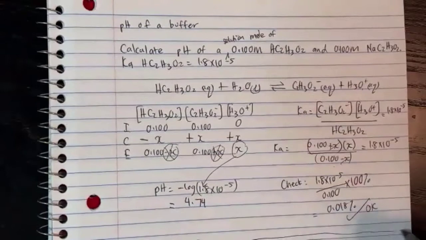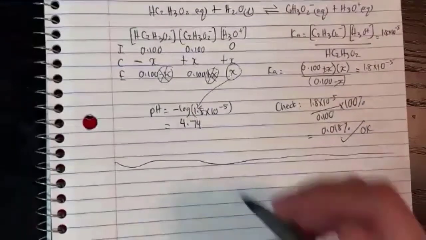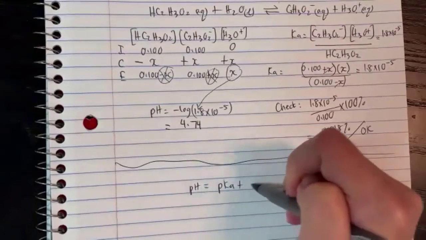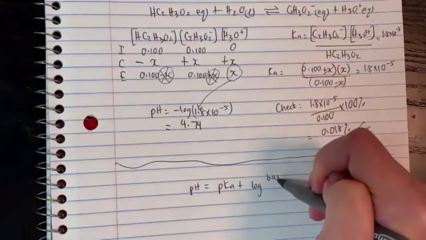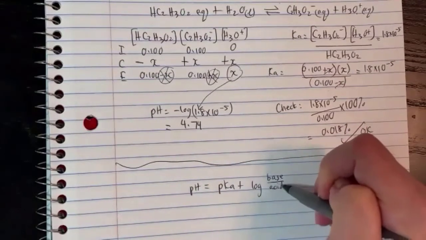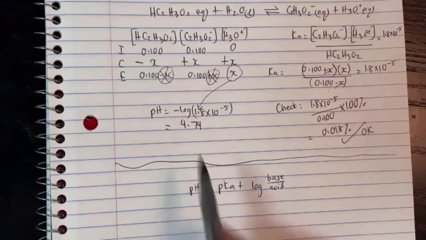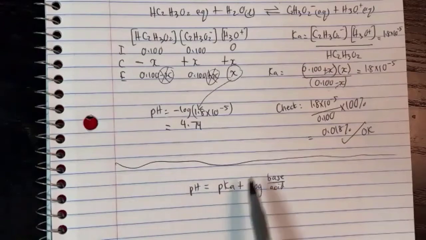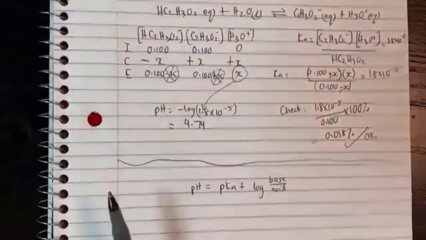Now the equation that they give you is called the Henderson-Hasselbalch equation. So it's pH equals pKa plus log of base over acid. Now this one is a lot faster, and I'll show you, you can get the same answer over here. So pH is what we're looking for. Do we know the pKa? Yeah, we know the Ka, it's given in the question.